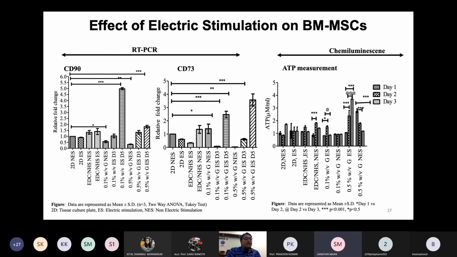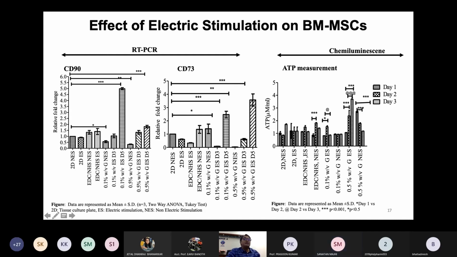So we wanted to see whether, without any treatment, we can have a material in which the stem cells, when stimulated with the current, show a higher ATP release. And this is what we found. At 0.5% graphene, when we give the electric current at day 2 and day 3, you see suddenly the ATP concentration is increasing. This adds to the features of these materials.